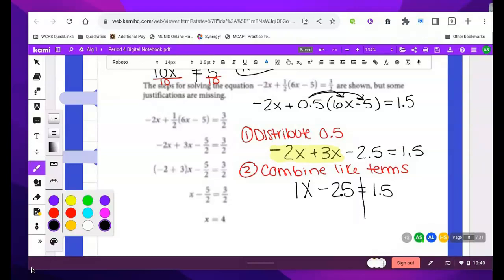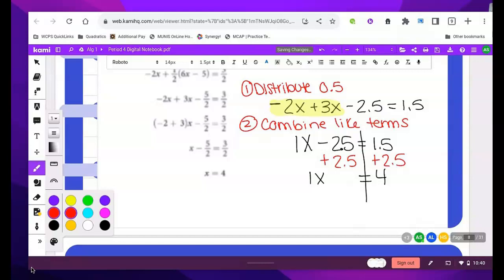So now we're going to draw our line. It's just a two-step equation. We're going to do the opposite operation. So the opposite of minus 2.5 is add 2.5 on both sides. We've got to bring down that 1x. We didn't do anything with it. That's equal to 1.5 plus 2.5. That gives me 4.